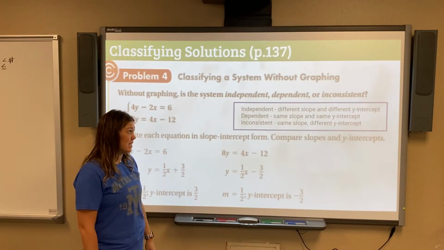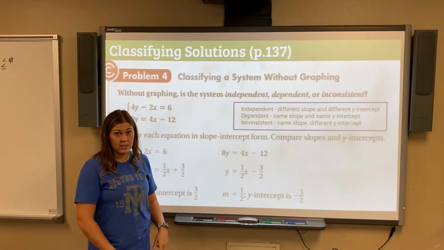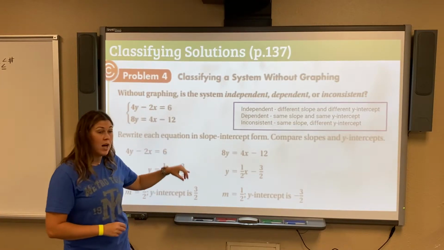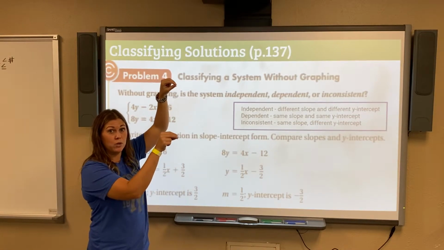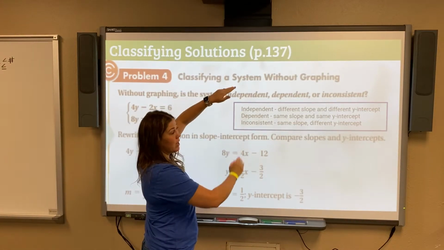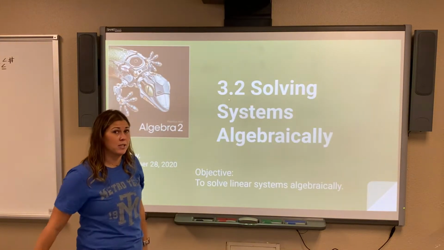What that means is that they have the same slope but different y-intercepts, so they're plotted, one starts at 1.5, one starts at negative 1.5. They still grow at 1 over 2. So they're going to be parallel, so they're never going to cross.